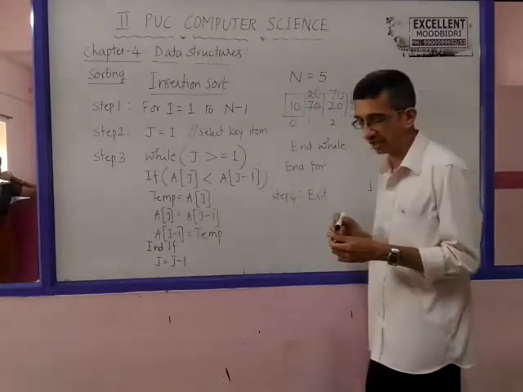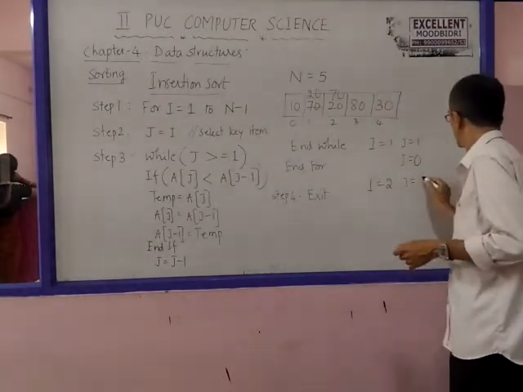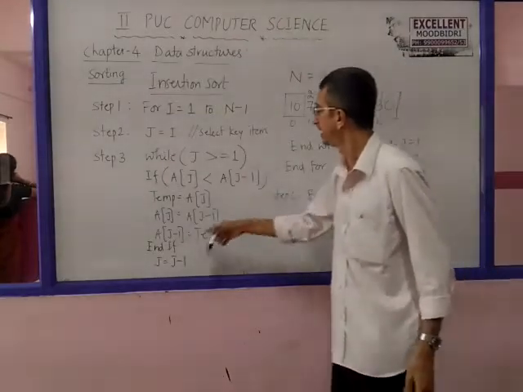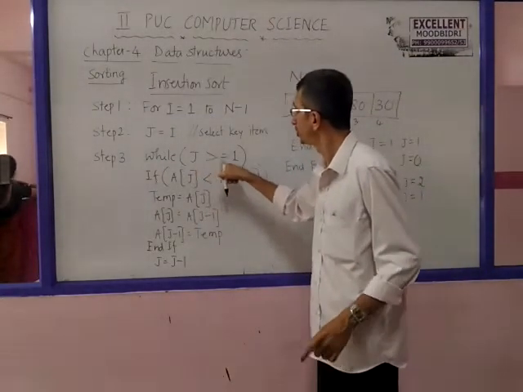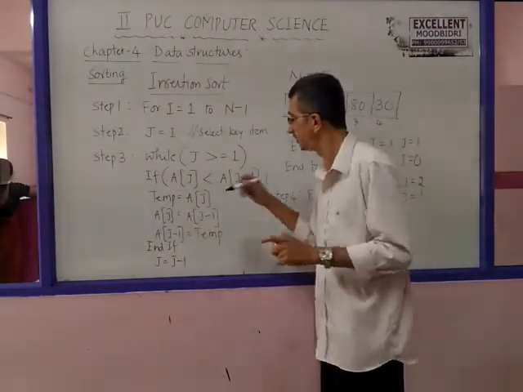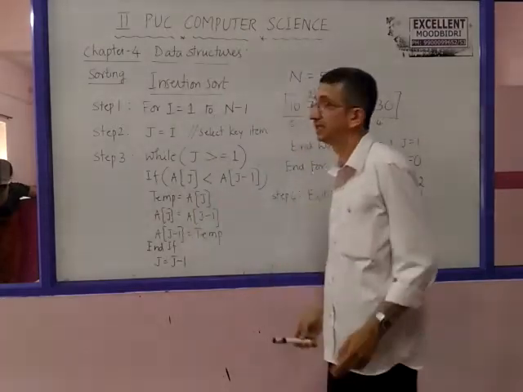At the end, j is equal to j minus 1. Here j was 2, so j becomes j minus 1, which is 1. Now j becomes 1, again into the while loop. 1 is more than or equal to 1, true or false? True, 1 is equal to 1. Again into the if, into the while loop. What is a of j now?